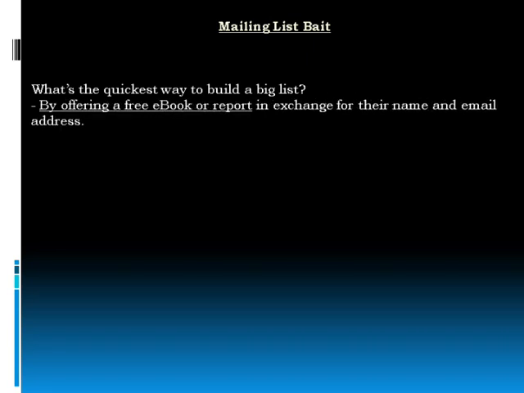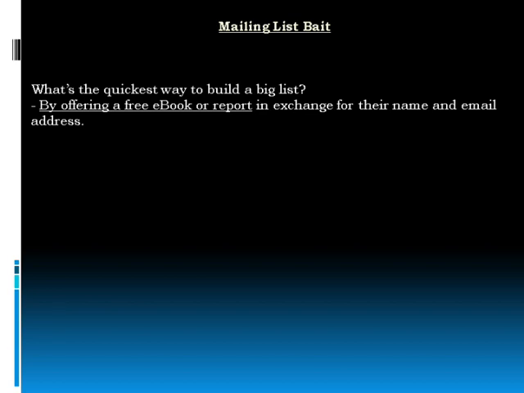Mailing list bait. What's the quickest way to build a big list? By offering something for free on your site in exchange for an email address and a first name. The most common yet still effective method is to offer a free ebook or report to your target market.